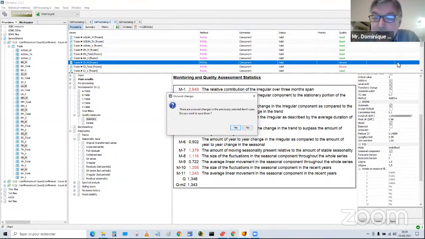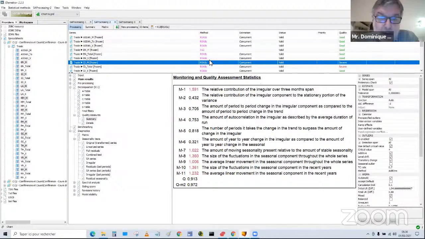So you see that because I changed things in the specification, now JDemetra is asking me, do you want to save your change? If I say yes, the specification will not be RSA5C anymore, so the software will change the name. I say yes. So it's X13 now. So now let's go to Indonesia.